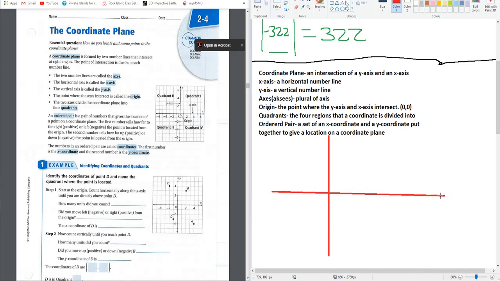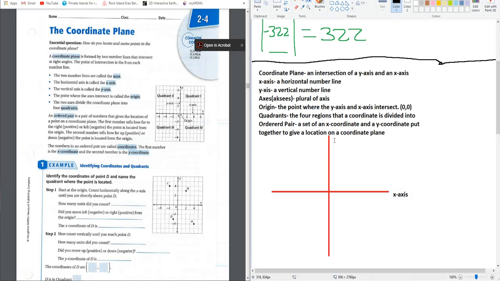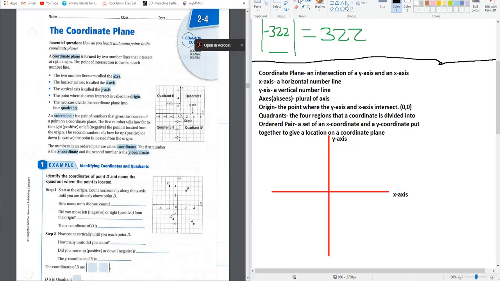There's that, and then there's that. Cool. So this right here is a coordinate plane because this is our x-axis and this is our y-axis. Now, I should do little arrows here to show that it goes on forever, so I will.